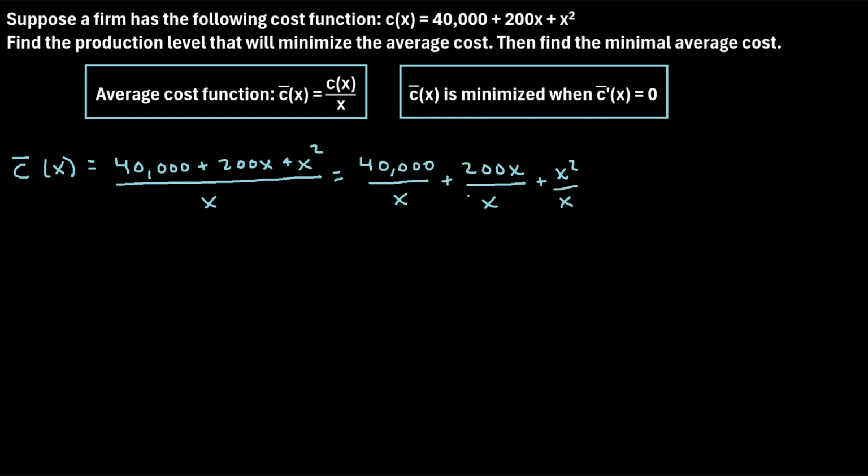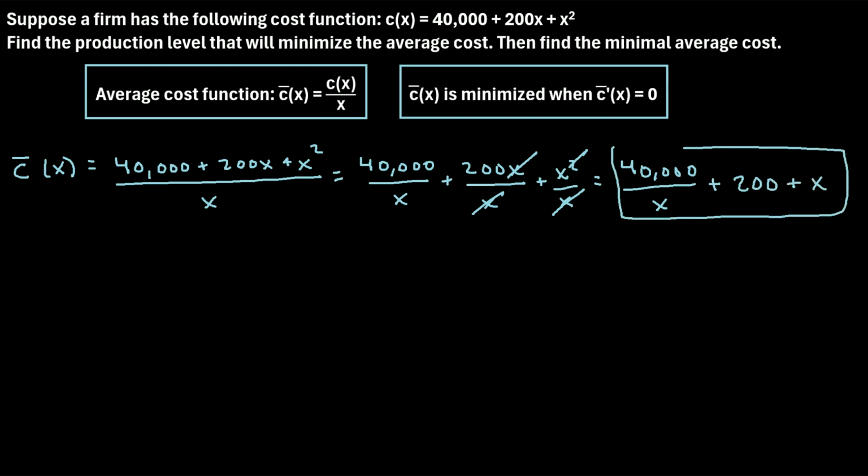So when we do that, we'll notice that we can simplify a little bit. In this term, these x's will cancel out. And in this last term, one of the x's in the numerator will cancel out with the x in the denominator. So we'll be left with 40,000 divided by x plus this second term is just 200, and then this last term is just an x by itself. So this is the average cost function.